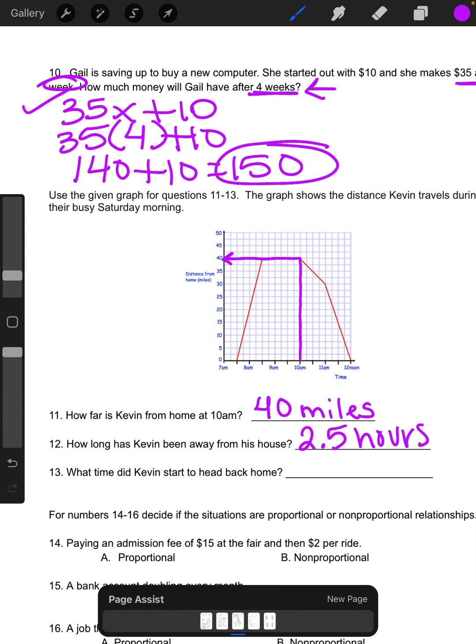Okay, what time did Kevin start to head back home? We can tell that all of this, Kevin's moving away from home. And then here, he hasn't moved at all. He's staying in the same position. That's why it's flat. So when he starts to head back home, it's going to start going negative. So he starts to head back home right about 10 a.m.